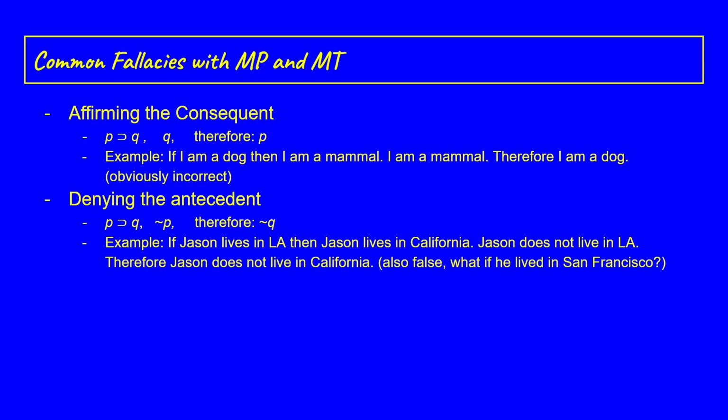Another common fallacy is denying the antecedent. This would take the form: if you have P horseshoe Q, and then you have tilde P, you may be tempted to infer tilde Q. An example of this would be, if Jason lives in LA, then Jason lives in California. Jason does not live in LA, therefore Jason does not live in California. While not quite as obvious as affirming the consequent, this is also invalid. What if he lived in San Francisco?